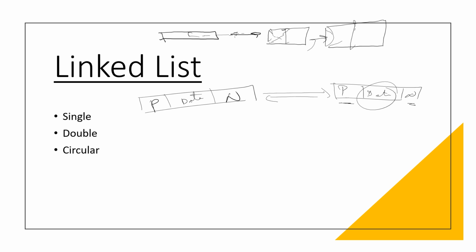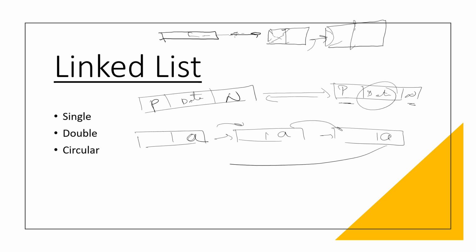Now when it comes to the circular linked list, it is where the last node always contains the address of the first node. So here if there's 1, 2, and 3, these three, you will have the address for this one, then here you have the address for this one, and over here you have the address for this node, right? So this makes a circular loop. That's why it's called the circular linked list.